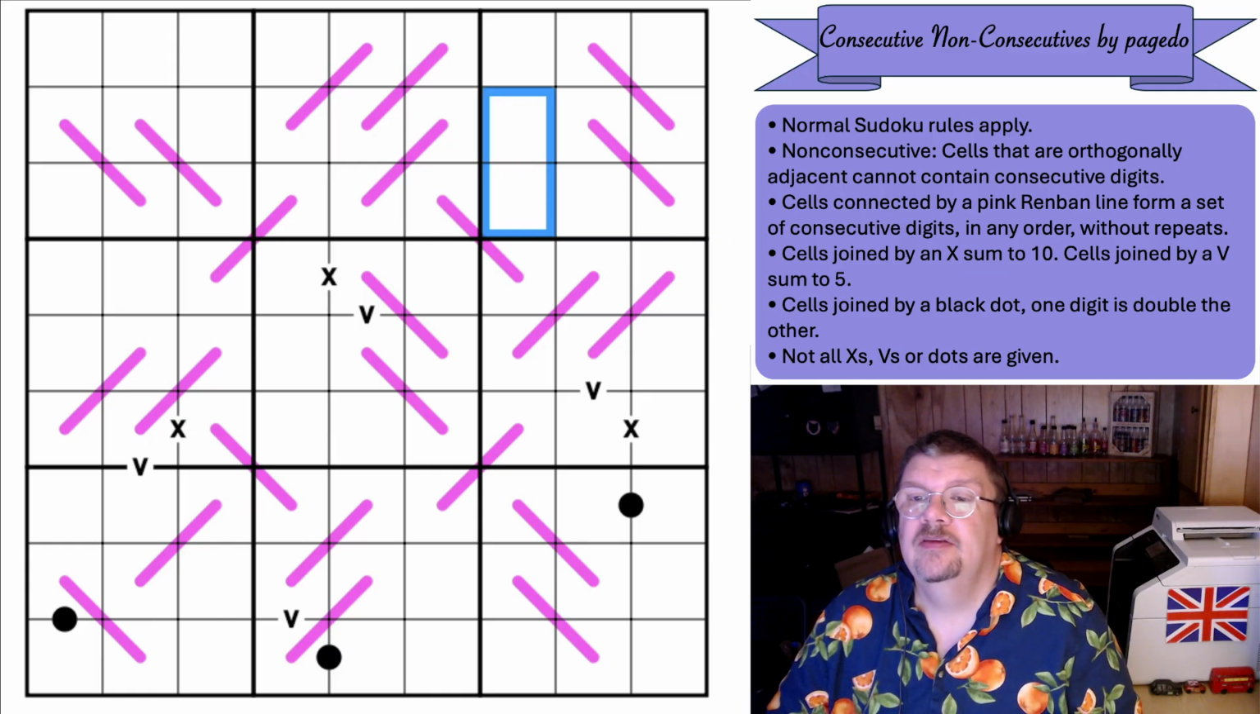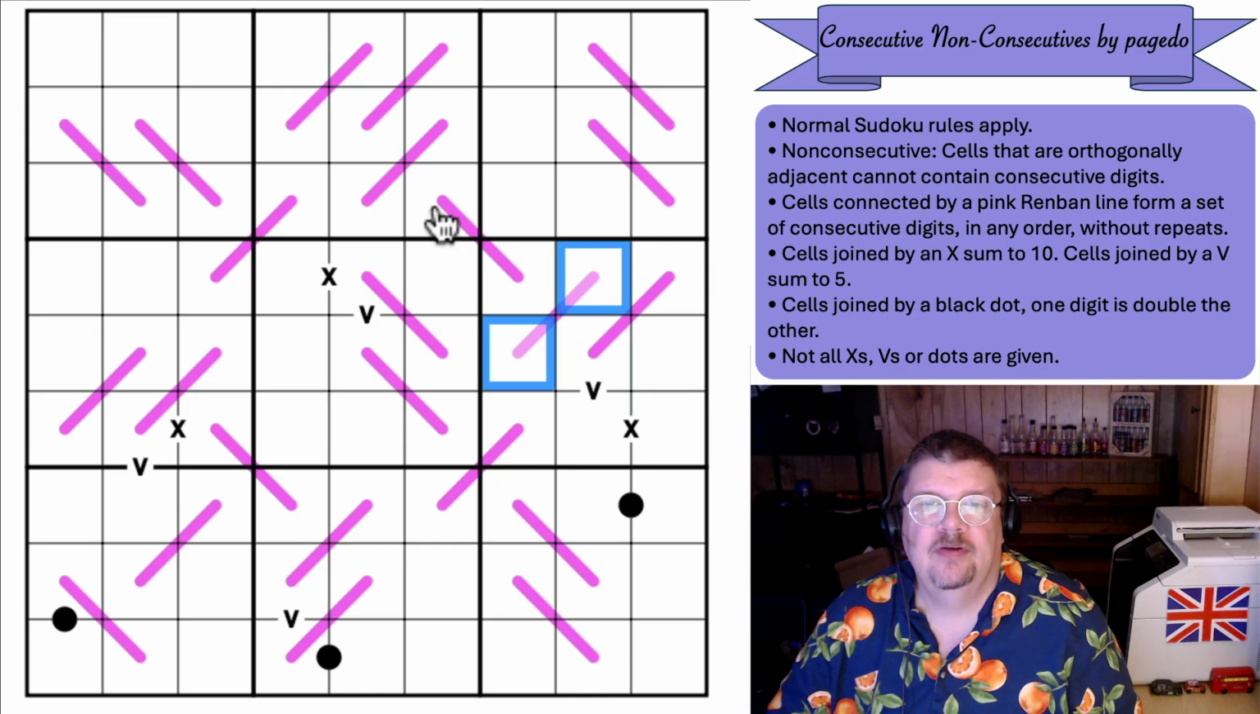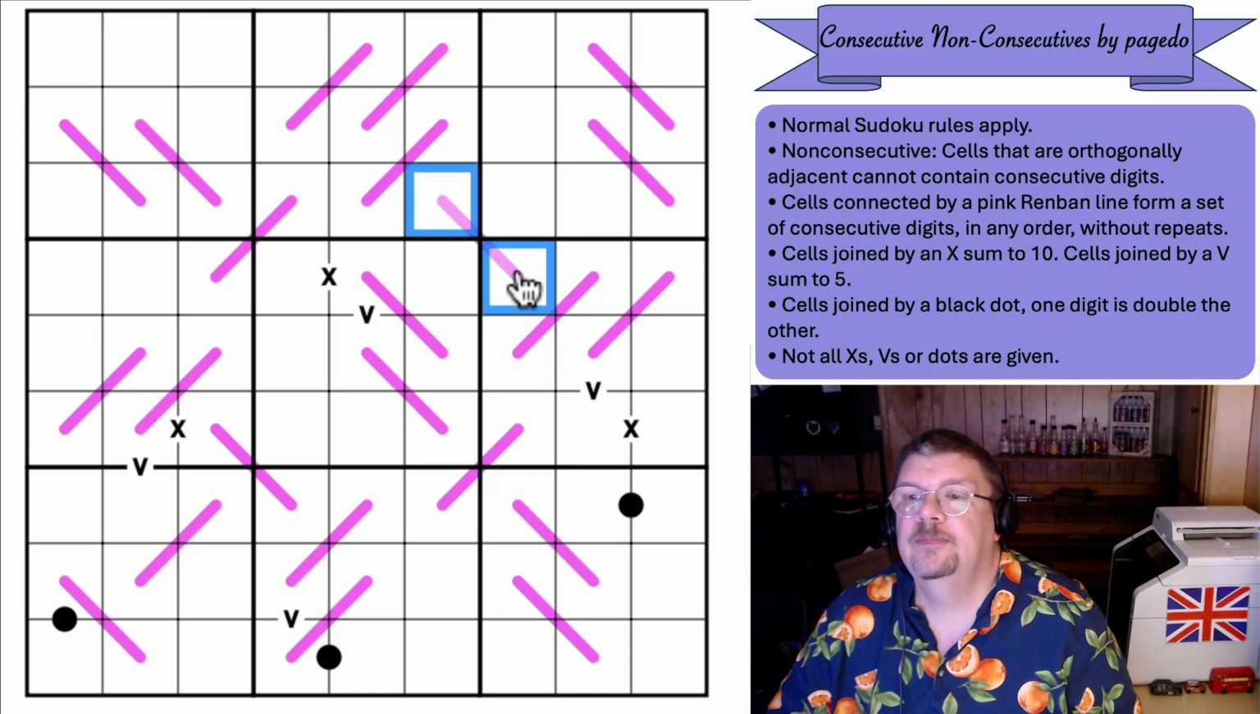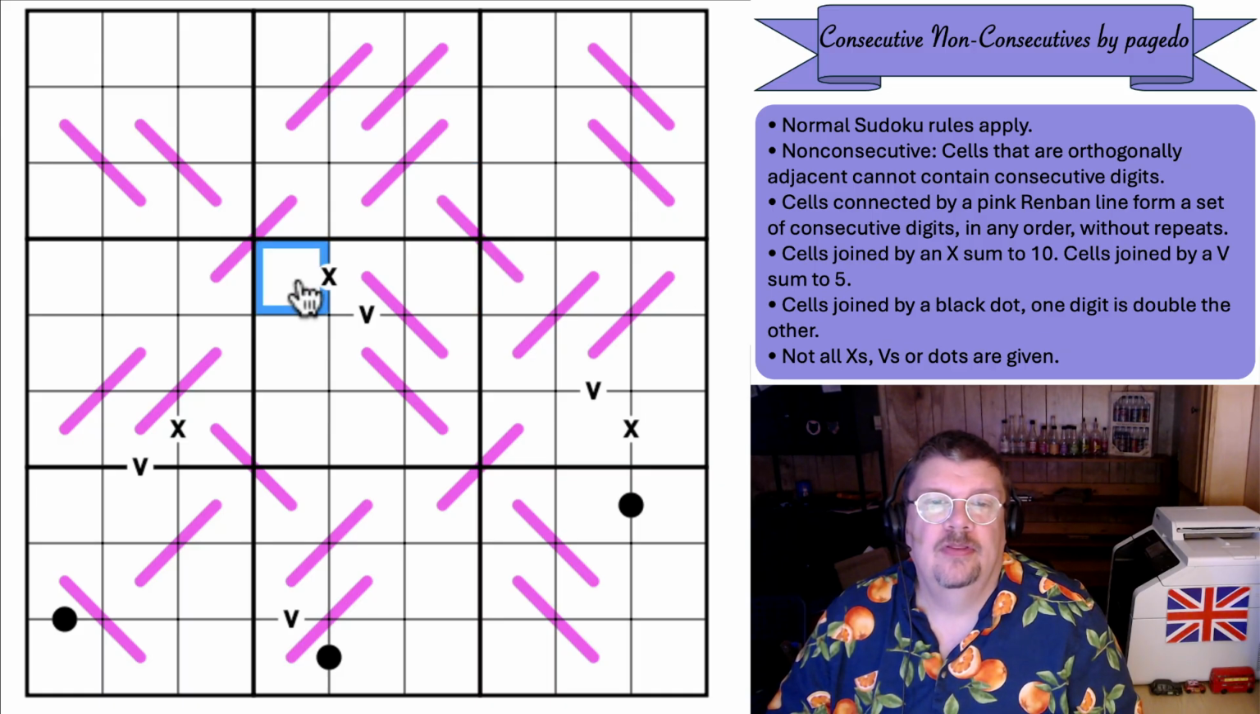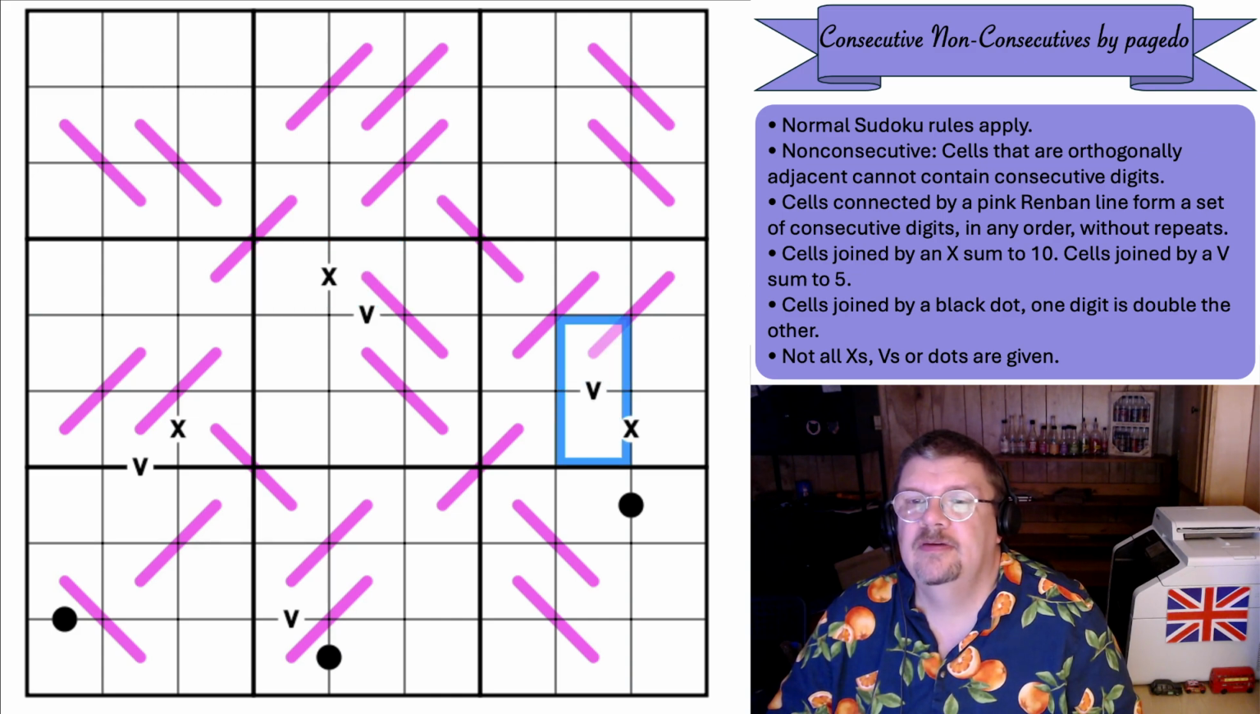Cells connected by a pink Renban line form a set of consecutive digits in any order without repeats. So those two will be a pair of consecutive digits, as will those two. Cells joined by an X sum to 10, so those two digits will sum to 10. Cells joined by a V sum to 5, so those two will sum to 5.